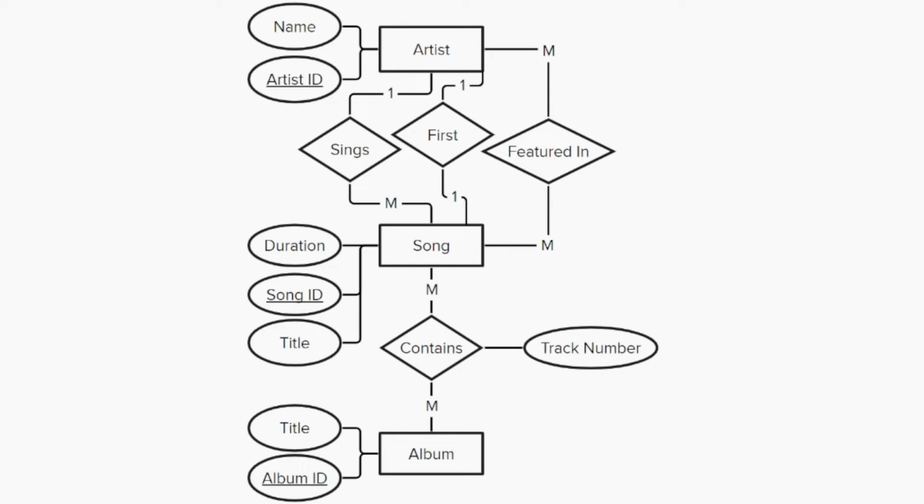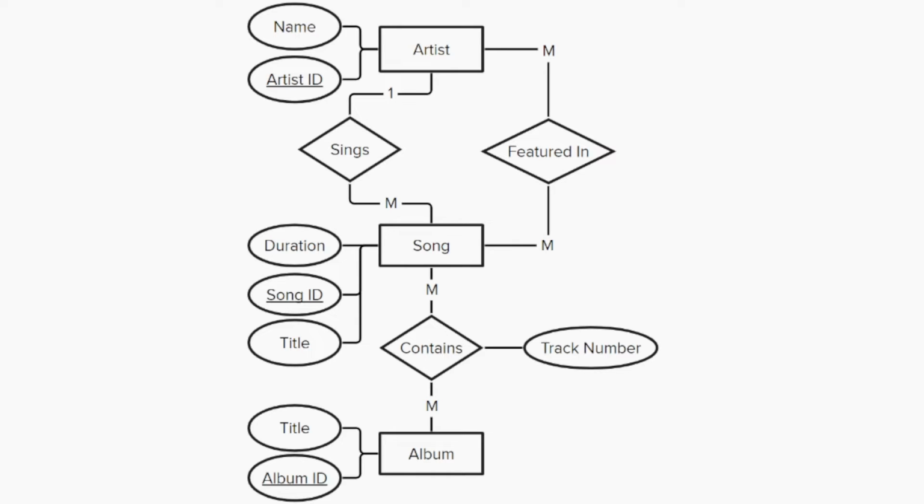One-to-one relationships are also possible. For example, we could define a relationship first that connects an artist to the first song they ever released. An artist can have exactly one first song, though only some of the songs will be the first song of an artist. We'll leave this relationship out of the diagram to prevent clutter.